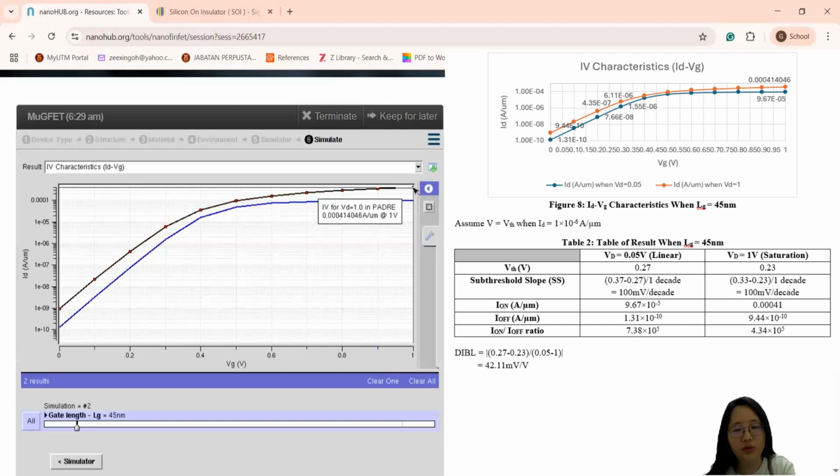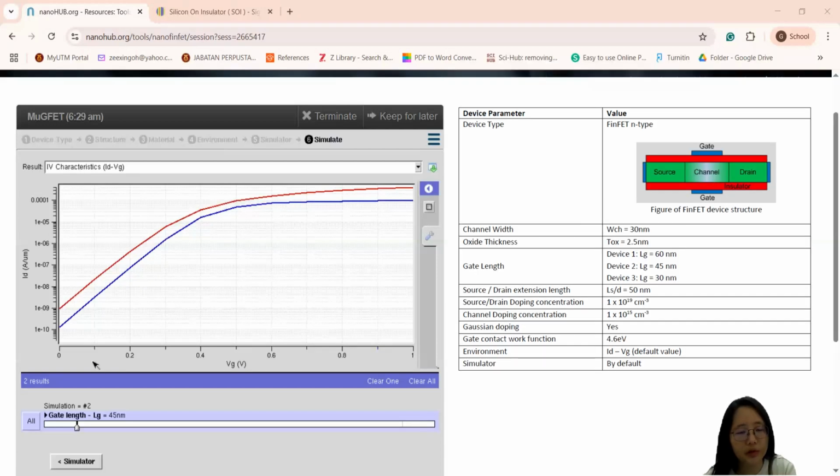For the Ion, when VD equals 1 volt, the ID is equal to 0.00041. And when VD equals 0.05, the ID is equal to 9.67 multiplied by 10 to the power of negative 5 ampere. Here, the DIBL increases to around 42.11 millivolt per volt.